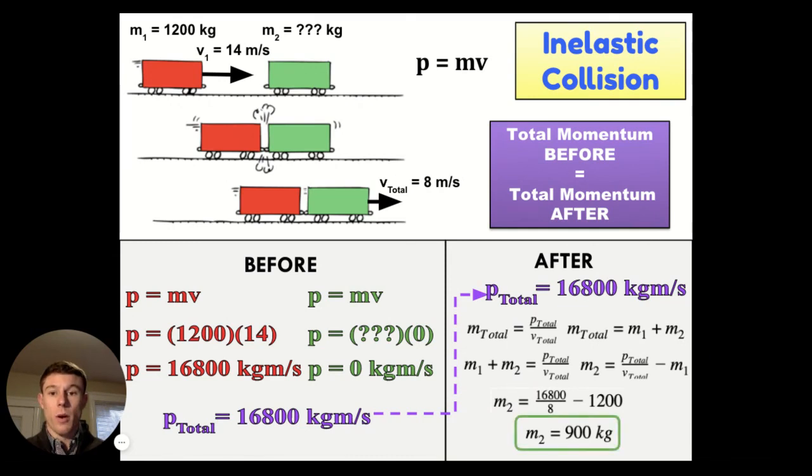So in this case, we were given what the velocity was after they combined, or after they inelastically collided, but we didn't know one of the masses. So instead of solving for velocity like we did in the last problem, we solved for the mass of one of the two carts. Okay, so these were 2 example problems on inelastic collisions.